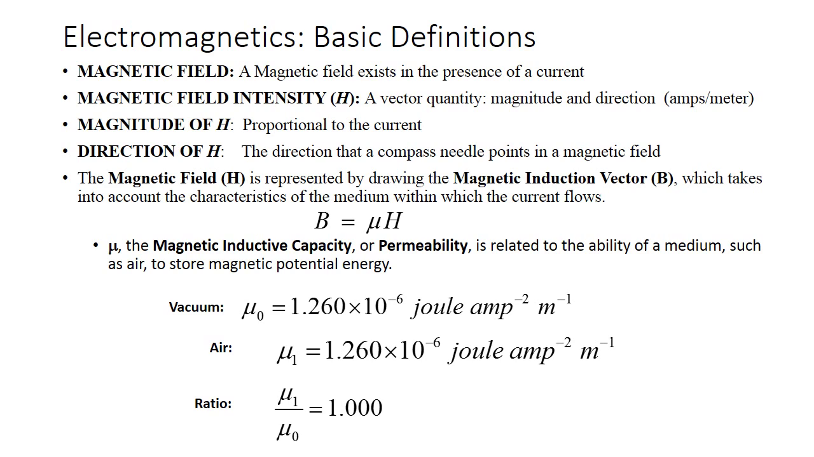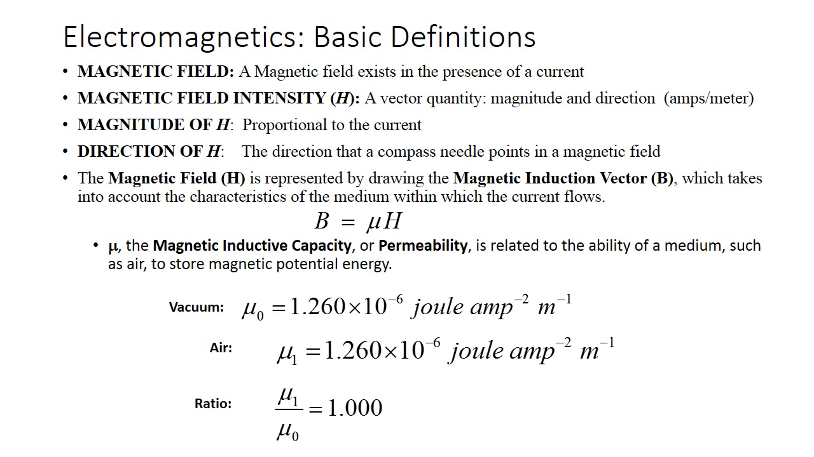Now we're going to look at the magnetic field. A magnetic field exists in the presence of a current. Magnetic field intensity is a vector quantity, with magnitude and direction, in amps per meter. The magnitude of H is proportional to the current. The direction of H is the direction that a compass needle points in a magnetic field. The magnetic field is represented by drawing the magnetic induction vector, which takes into account the characteristics of the medium within which the current flows.